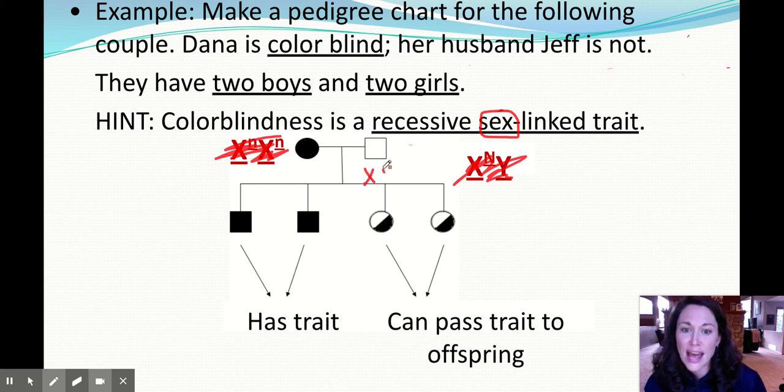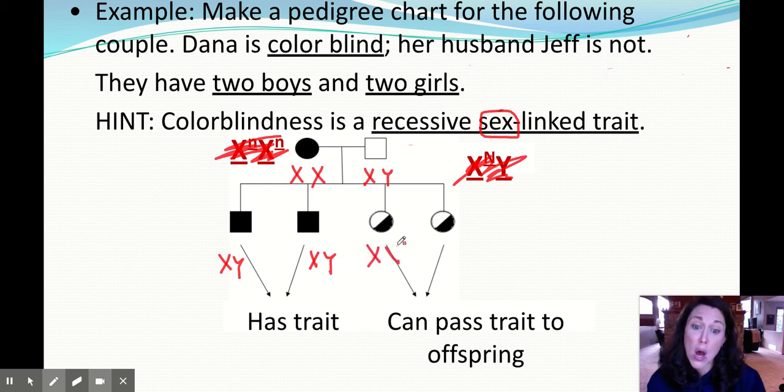And so under every square on your pedigree, I want you to go ahead and put an X and a Y, an X and a Y. And under every circle on your pedigree, because these are females, we're going to put an X and another X. Because we know girls get an X from their mom and an X from their dad, and boys get an X from their mom and a Y from their dad.